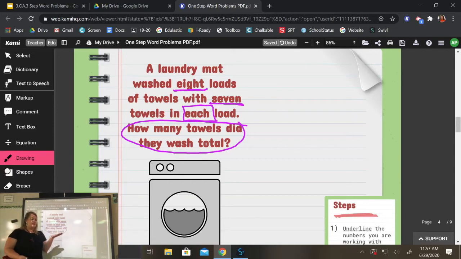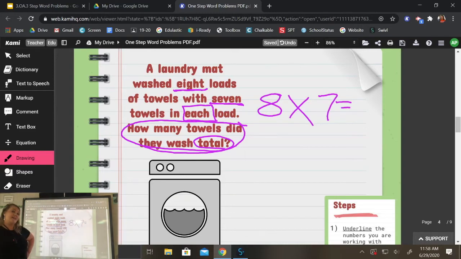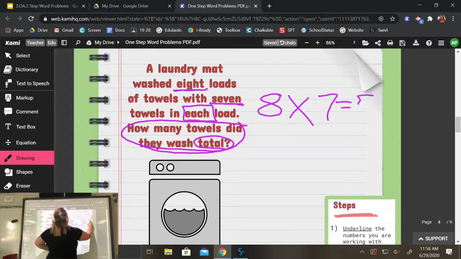We saw the word each, so we know it's going to be a multiplication or division problem. But do we know our total? No. It even asks us, how many towels did they wash total? We don't know our total, so we know it's going to be a multiplication problem, which means that we're going to say they washed 8 loads with 7 in each load. 8 times 7 is 56. You got it.